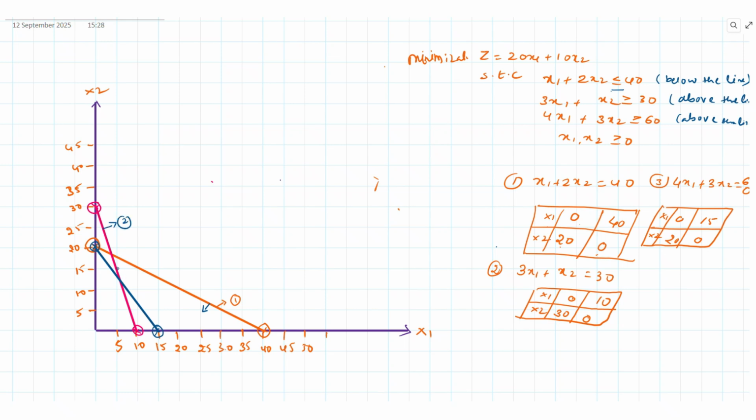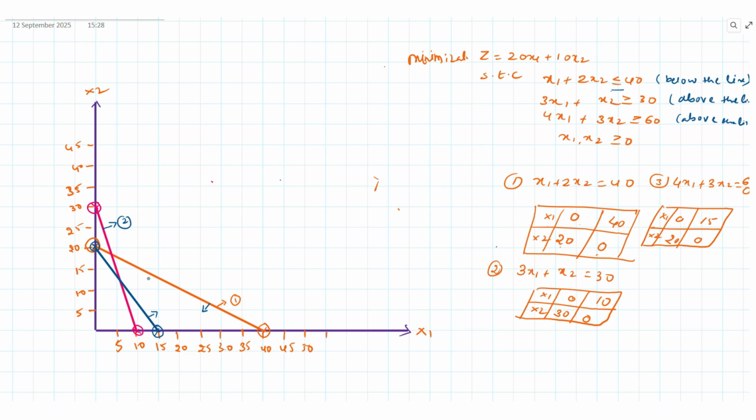In this it is above the line, meaning the region should come in between, because for the first equation it is below the line, and for the second equation it is above the line. Next is the third one, 4x1 plus 3x2. Here it is again greater than, so again for the third line it should be above the line.